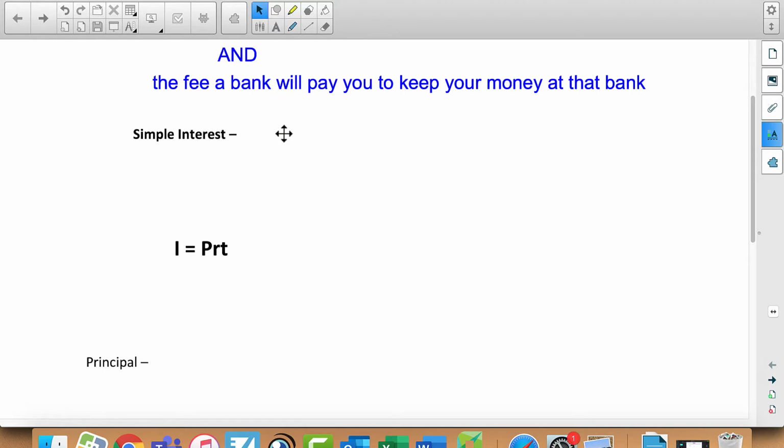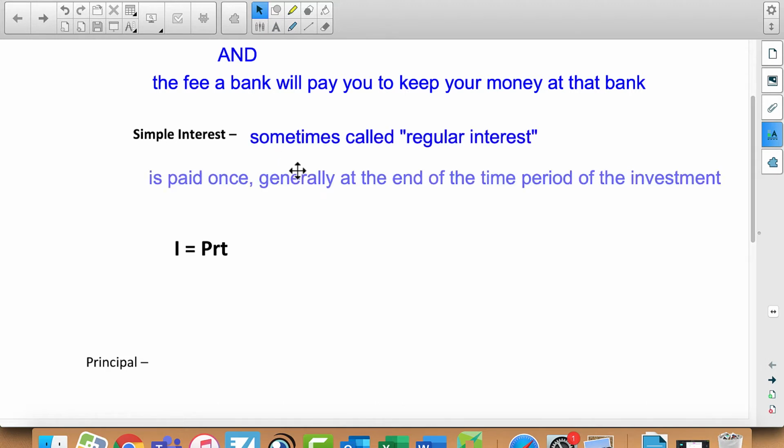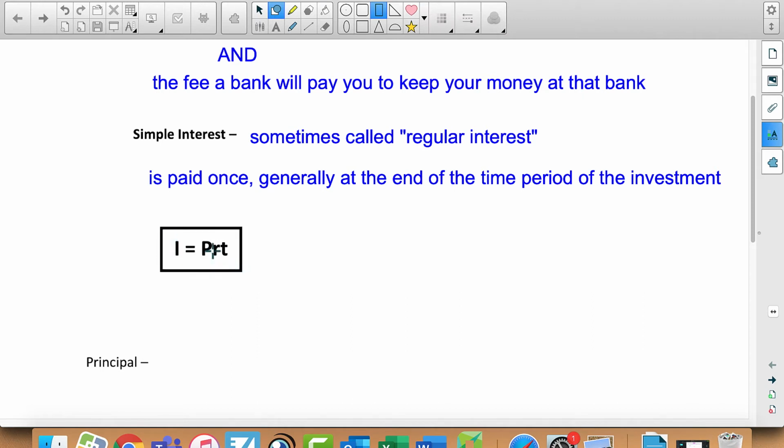So what's simple interest? Simple interest is sometimes called regular interest, and it's paid once, generally at the end of the time period of the investment. And here's the formula for simple interest. It is I equals PRT. And there's no symbols between the P and the R and the T. So what does that mean? It means you're multiplying.